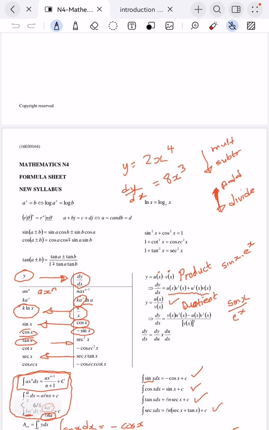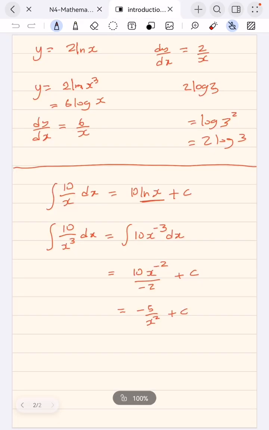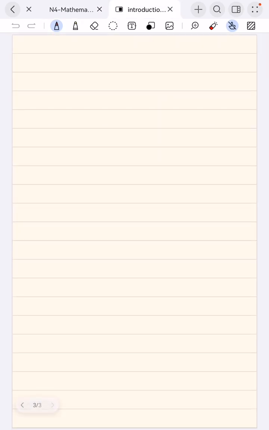Okay, let's go back to our formula sheet. We did the ln, the sine, the cos, the tan. We're not going to do them here. We did them, I was giving you examples here. I just want to show you one last example. If we check the formula sheet, what is the differentiation of sine 3x?